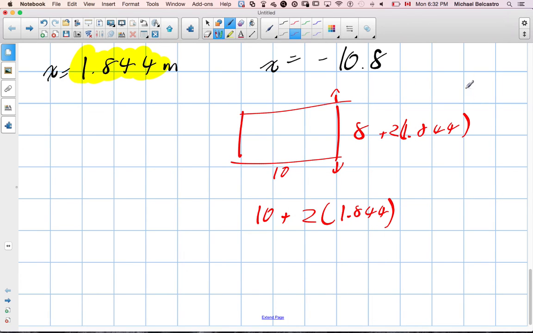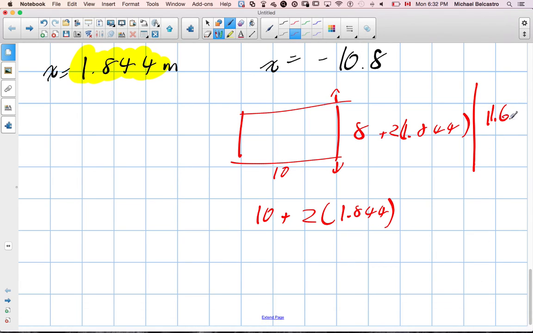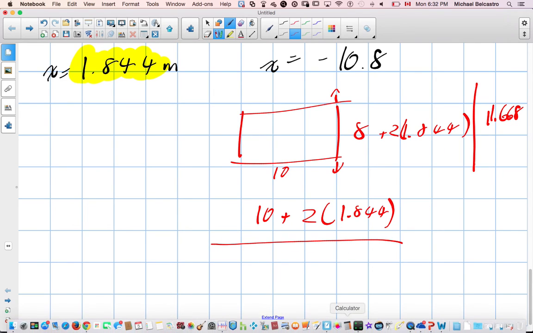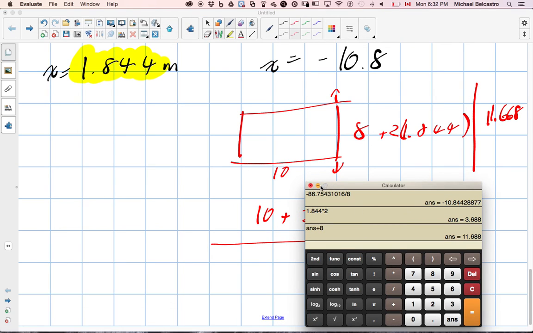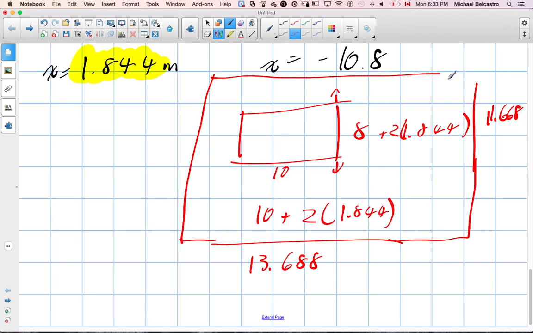So our new width is 11 point, I already forgot. 688? All right. Yeah. I have no working memory at this point. And for this one, we're adding 3.688, so this would be 13.688 when I add it all together. Perfect. So those are our new dimensions of the playground.